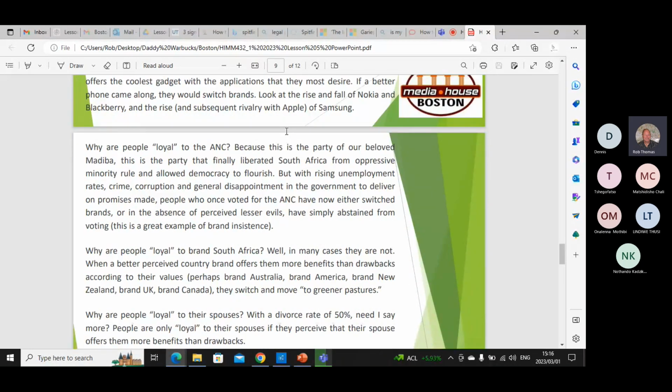Why are people loyal to the ANC? Because this is the party of our beloved Madiba. This is the party that finally liberated South Africa from oppressive minority rule and allowed democracy to flourish.